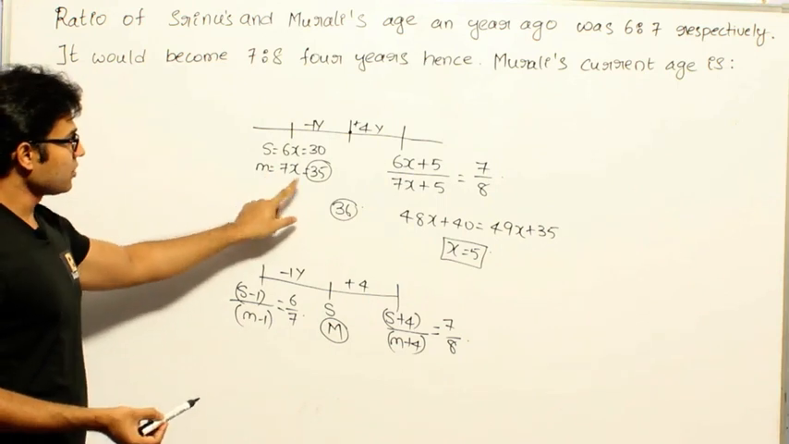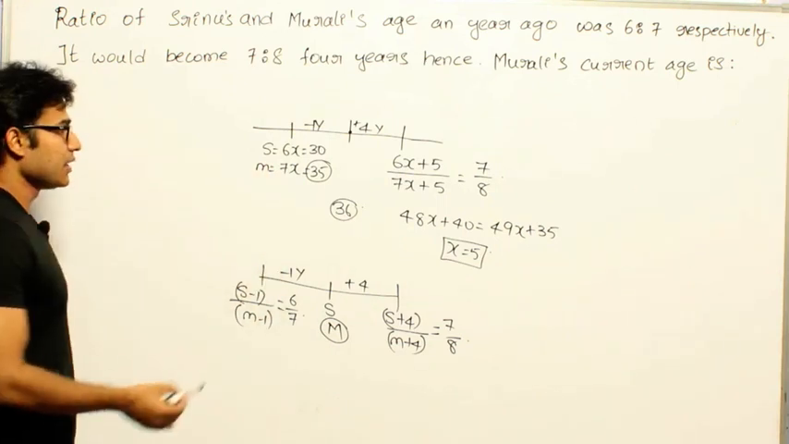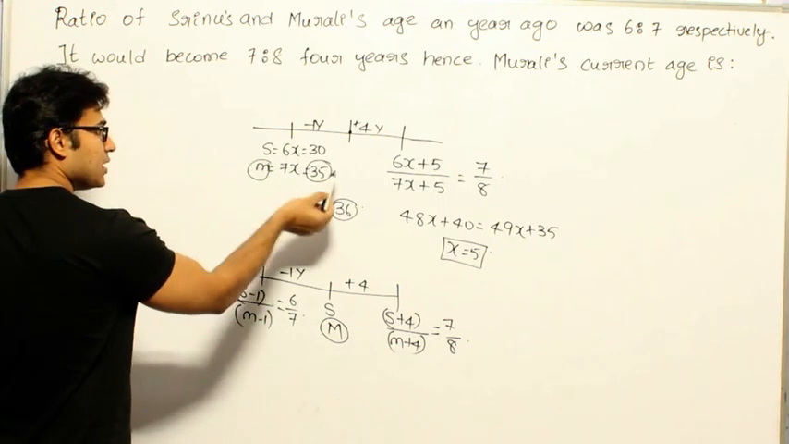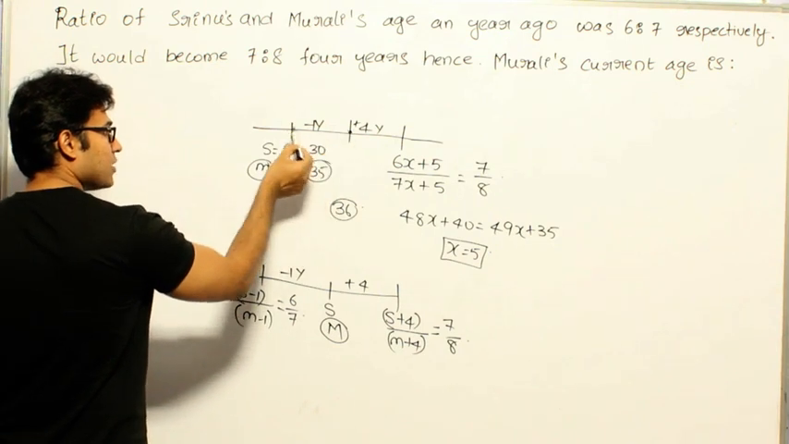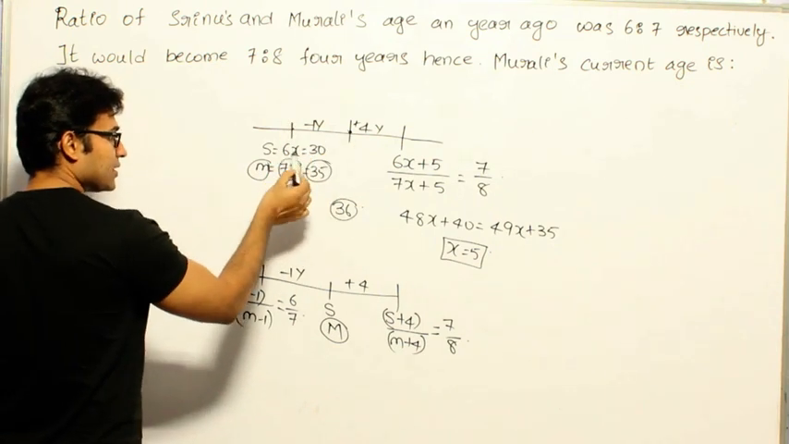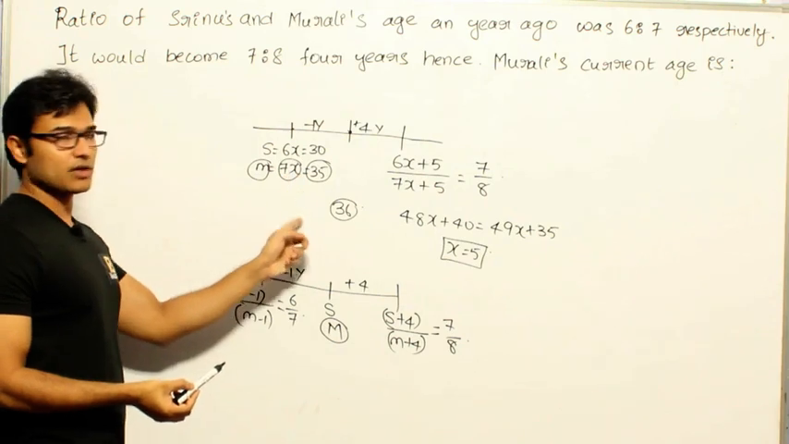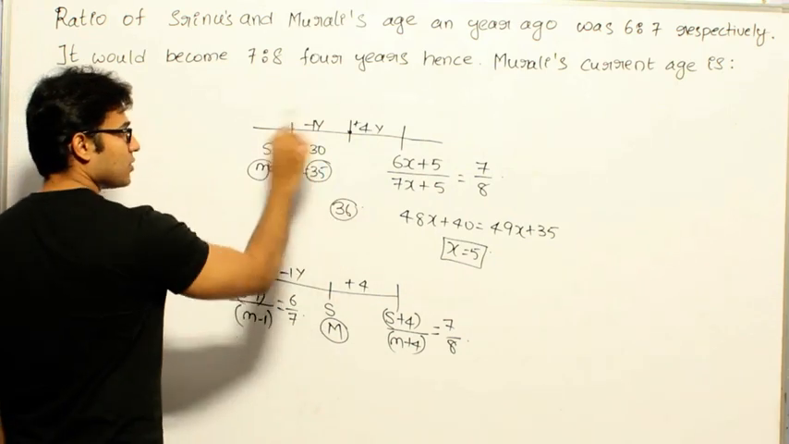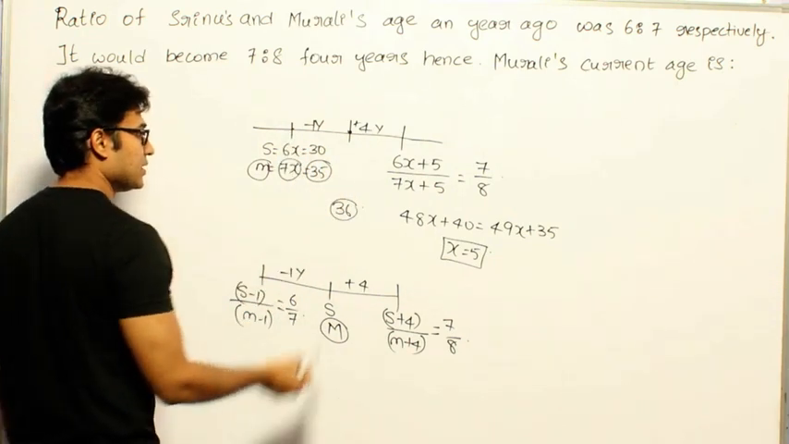If you are going to use this method, just be careful. Here M is nothing but the age of Murli 1 year back, which means 7x is nothing but his age 1 year back. But what is asked is his current age, which means you have to come 1 year forward. That is why it is 36. Okay.